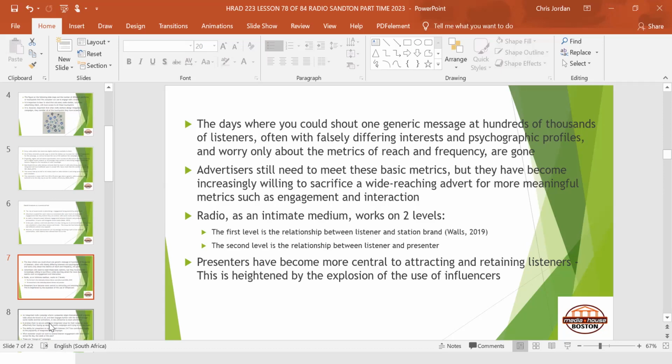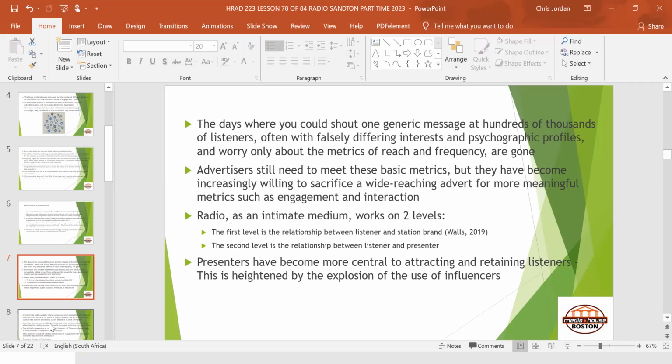Advertisers still need to meet these basic metrics, but they have become increasingly willing to sacrifice a wide reaching advert for more meaningful metrics such as engagements and interactions, right? Whether those engagements and interactions happen, obviously those are related to terms that you would find in a digital space, but we would like to engage and interact on air as well, right?